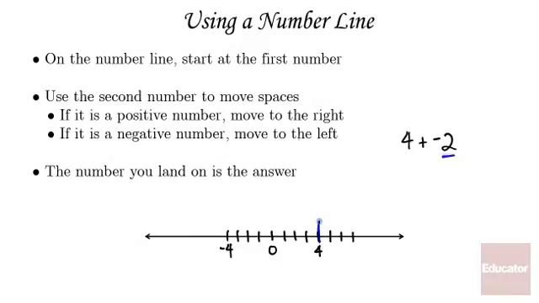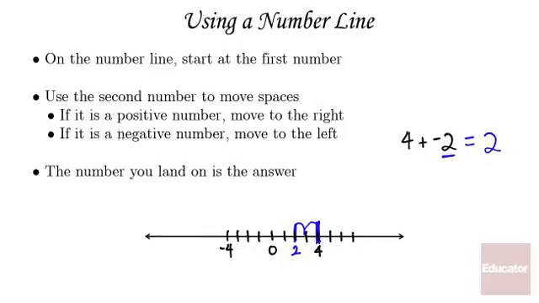So starting at 4, I'm moving to the left 2 spaces. So I'm going to go 1, 2. Now this is where I land, right? And this number right here is 2. So my answer is 2. So let's do another example.